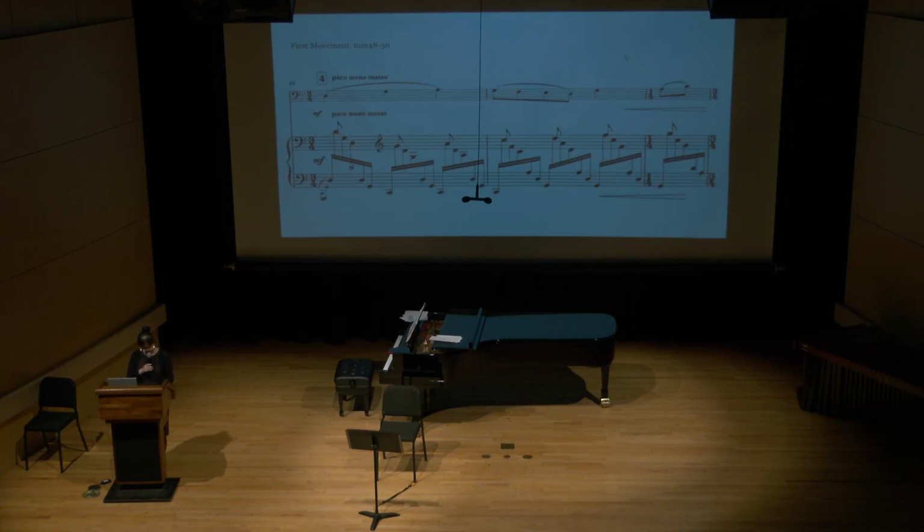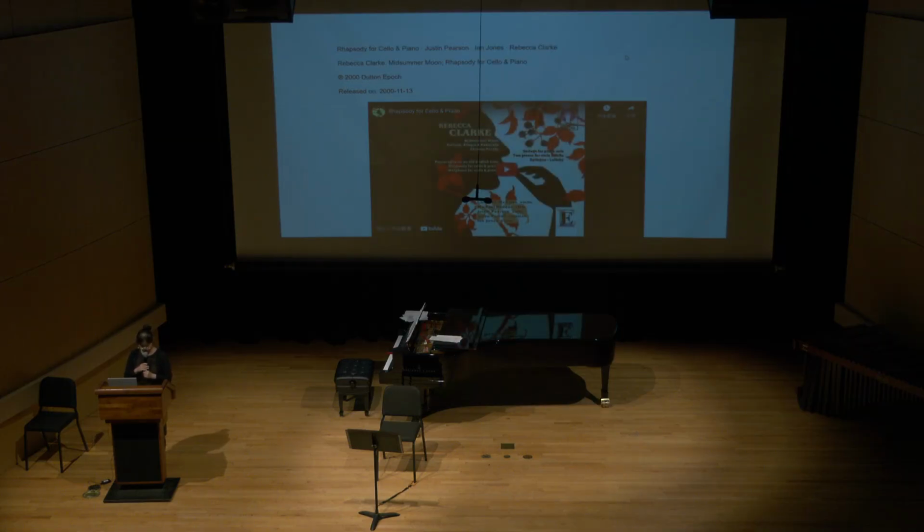And the second thing is a linear melody in the Dorian mode, with arpeggiation in the piano part, contrasting with the first theme in mood and sonority. So I'll play a recording, and the recording I play in this lecture is from the Midsummer Moon Rhapsody for cello and piano, performed by the cellist Justin Pearson and the pianist Jones, published by Downton Epoch.